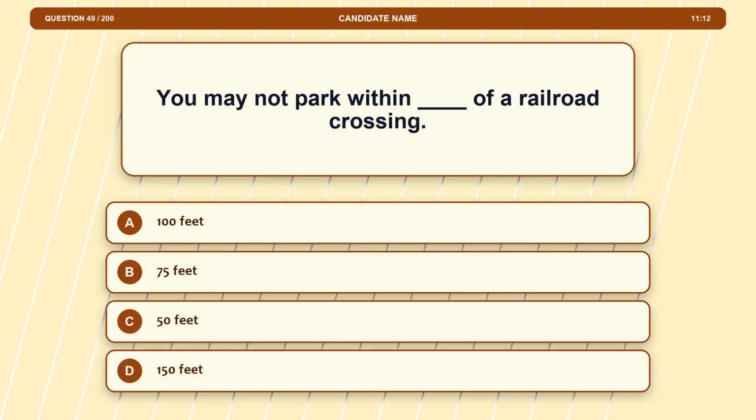Question 49. You may not park within blank of a railroad crossing. Option A, 100 feet. Option B, 75 feet. Option C, 50 feet. Option D, 150 feet.